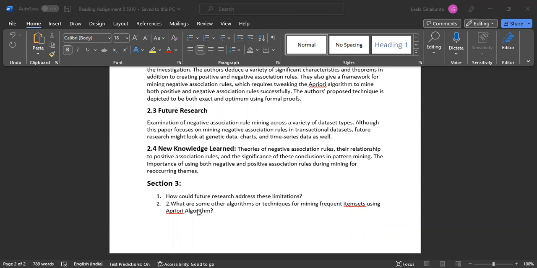Coming to my questions, how could future research address these limitations, and how does it affect other data sets? What are some other algorithms or techniques for mining frequent item sets besides the Apriori algorithm?